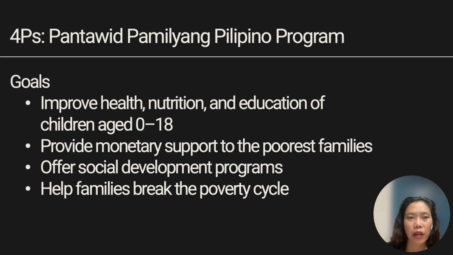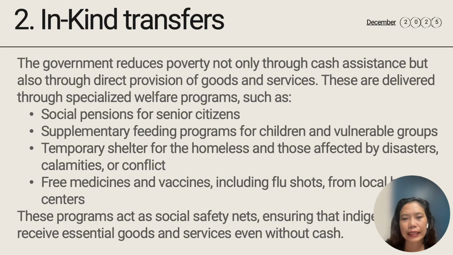They offer social development programs also and help families break the poverty cycle. So next one is the in-kind transfers. What are these? These are initiatives for poverty reduction that reduce poverty not only through cash assistance but also through direct provision of goods and services.